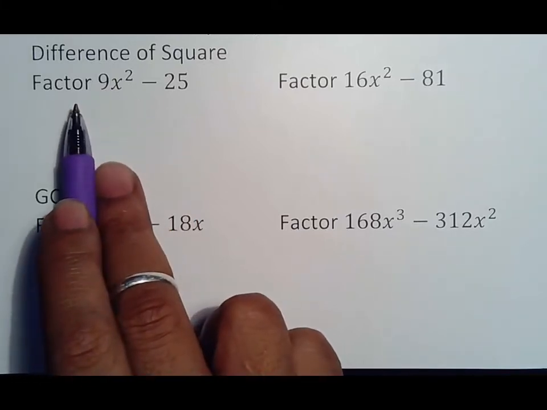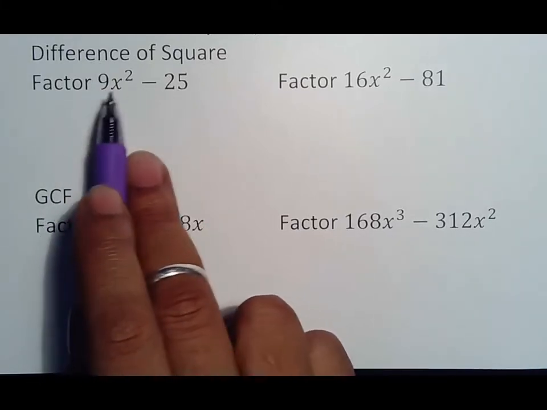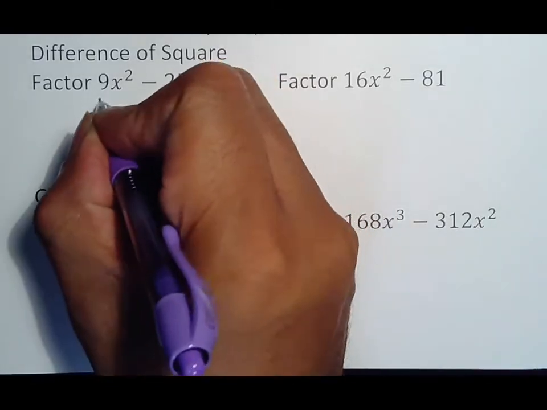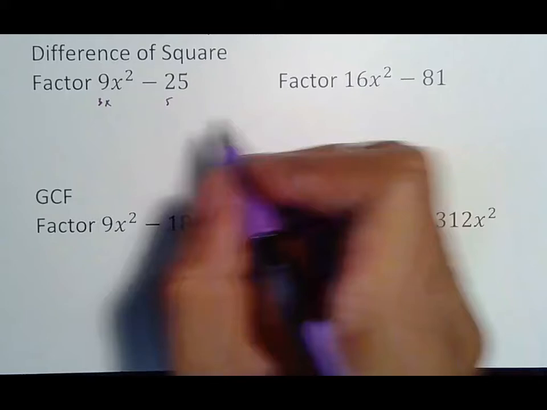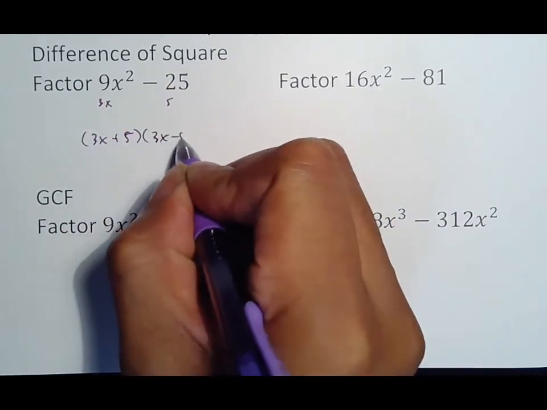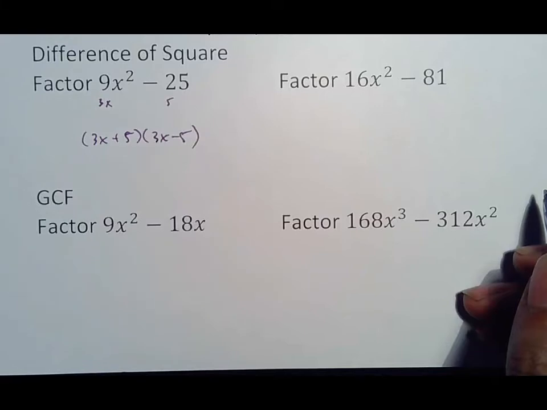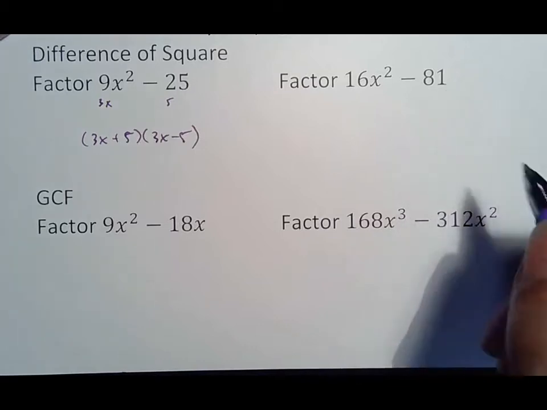We learned difference of squares. Again, this was in Algebra 1, in which this is 3 times 3, that's x times x, that's 5 times 5, and what we learned was this is 3x plus 5 and 3x minus 5. Again, that was something you learned last year in Algebra 1. You had 16x squared minus 81.